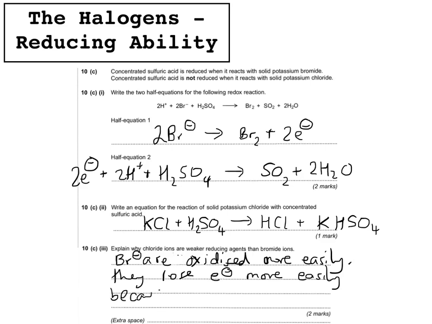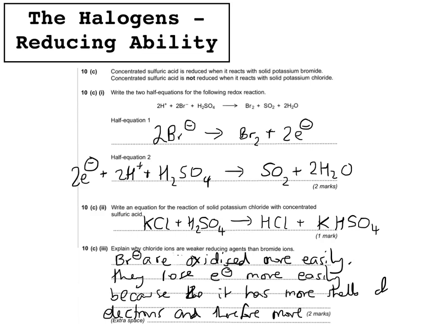Because it has more shells of electrons and therefore more electron shielding. You could say instead that the outer electron is lost more easily due to the fact it has more shells of electrons and therefore more electron shielding. This first sentence here, bromide ions are oxidised more easily, isn't actually required. I'm just putting that in there to remind you that that's why we're talking about losing electrons, because the bromide ions are oxidised if they are reducing agents.